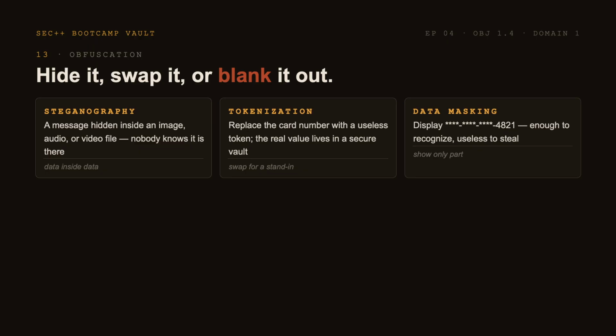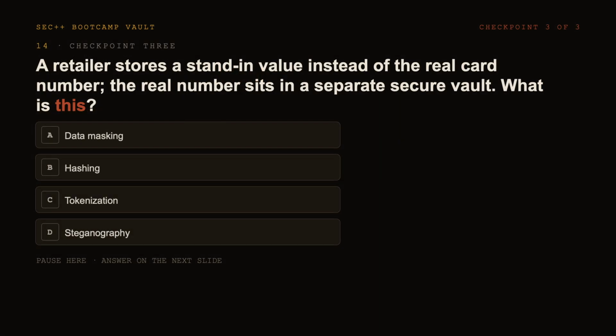3 ways to hide data without classic encryption. Steganography hides a message inside another file, like an image or a song, so nobody even knows a message exists. Tokenization swaps a sensitive value, like a card number, for a stand-in token. The token is useless to a thief, and the real number lives in a secure vault. Data masking shows only part of a value, like the last 4 digits of a card. Enough for a human to recognize, useless to steal.